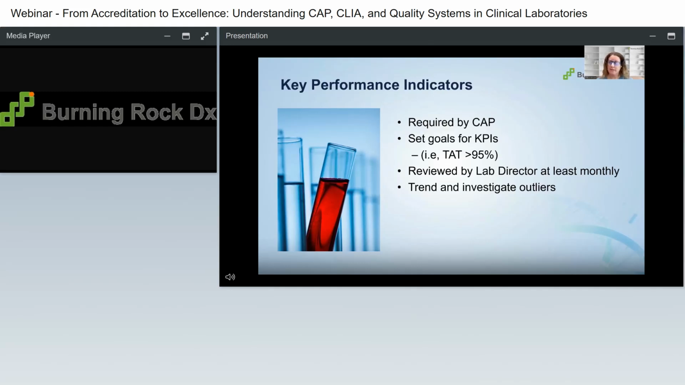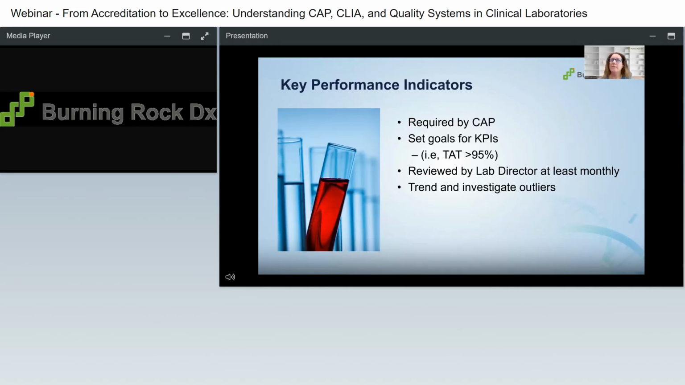I think it's important to set goals for your KPIs. Each time that you set a KPI that you're going to review, you need to say, okay, we want to hit, for example, turnaround time at least 95% of the time. These need to be reviewed by the lab director at least monthly. We usually do it as part of our monthly quality meeting. We look at the KPIs for that month, and we need to make sure that we are trending these and investigating outliers.